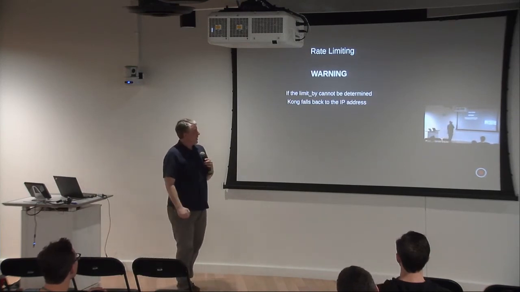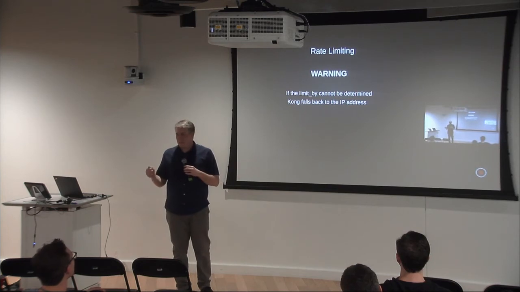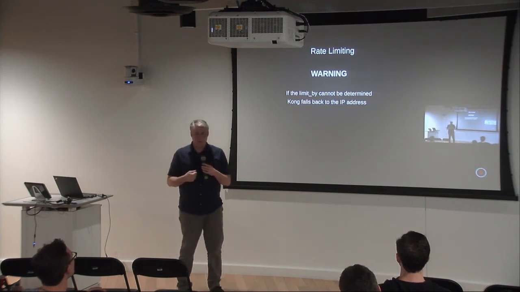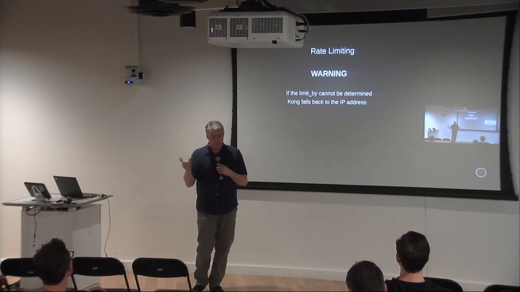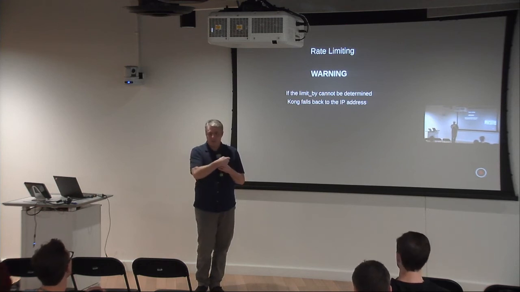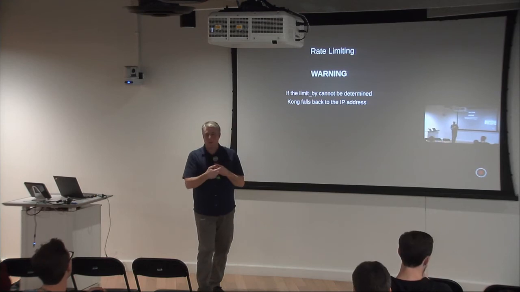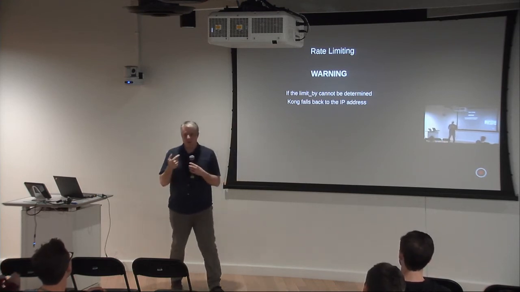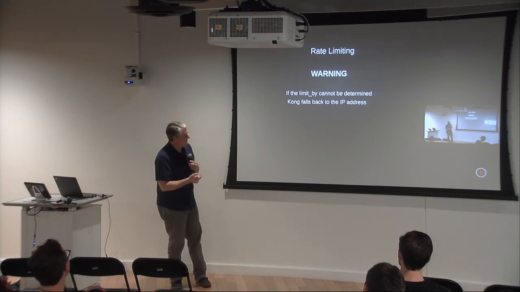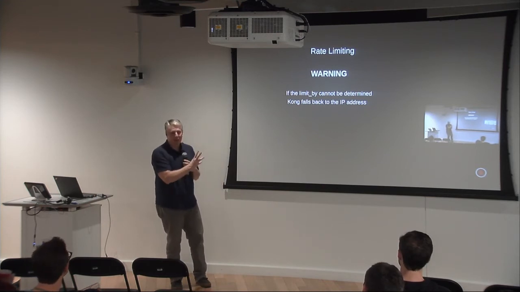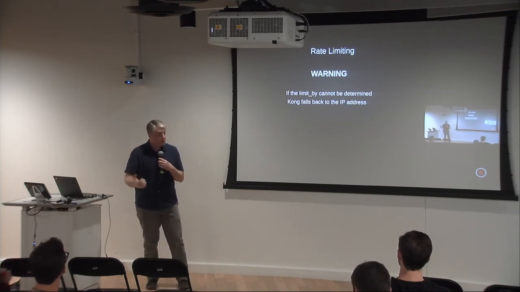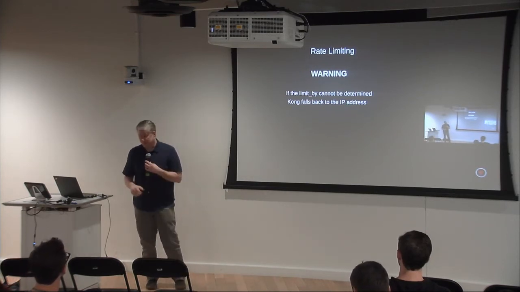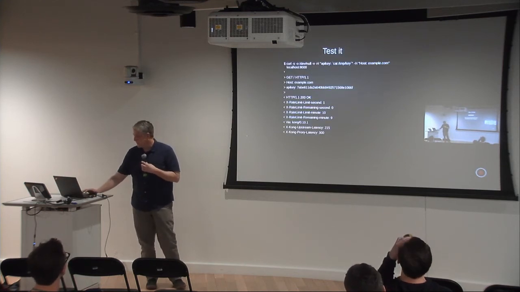Warning: if the limit_by can't be determined, it falls back to the IP address. Where this is going to bite you is if you have an HAProxy in front of your Kong and you set it up incorrectly. It's going to limit by the IP address, which is your HAProxy where all the traffic is coming from, and you're going to spend half your day banging your head against the wall trying to figure out why it's so slow. So just as a warning, it falls back to the IP address if you don't set anything. That might be useful for some public APIs, but again, just be careful because that definitely did bite me.